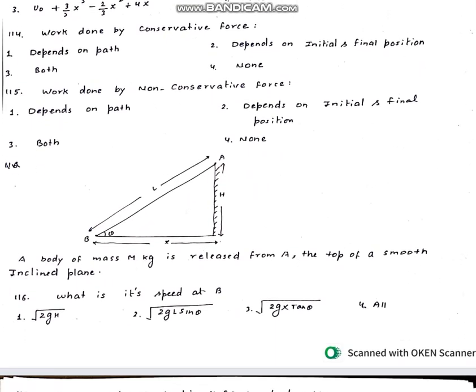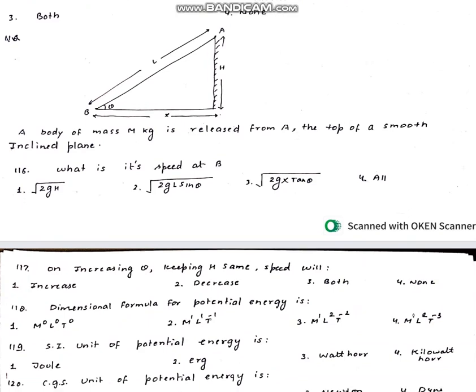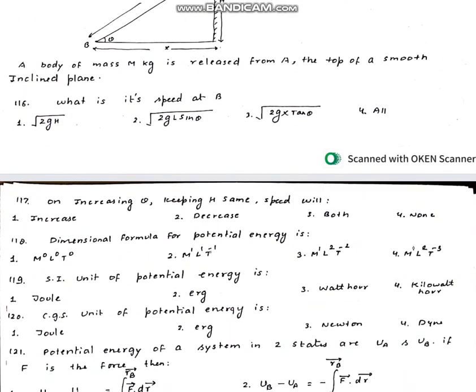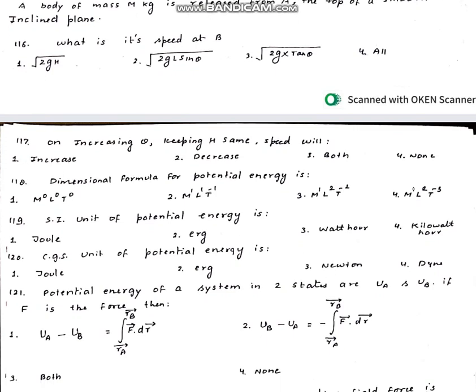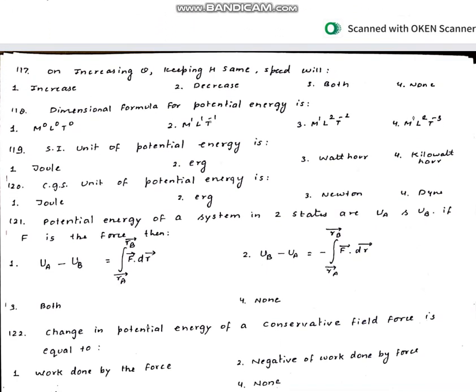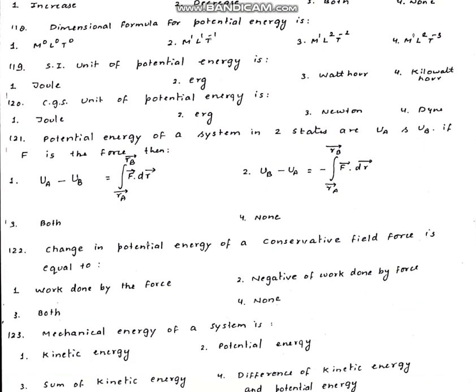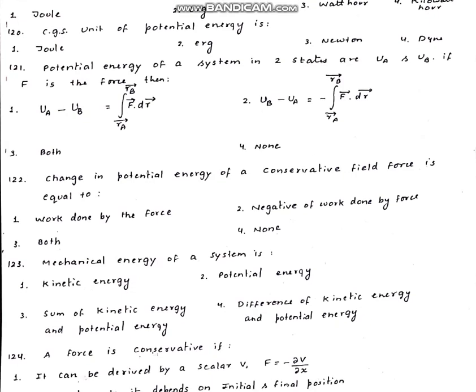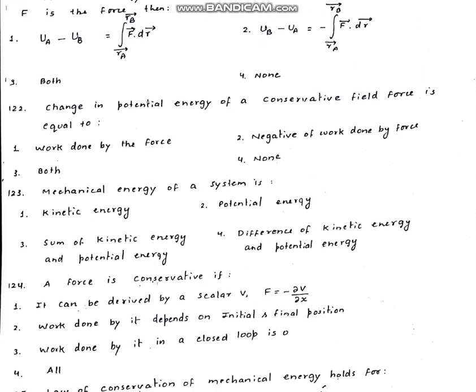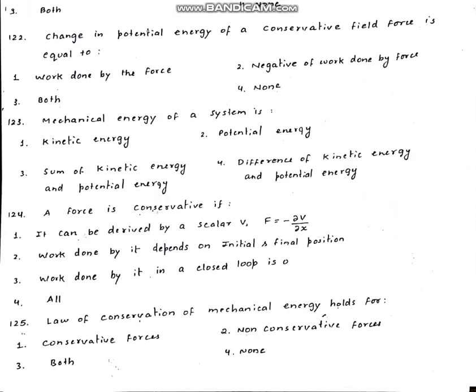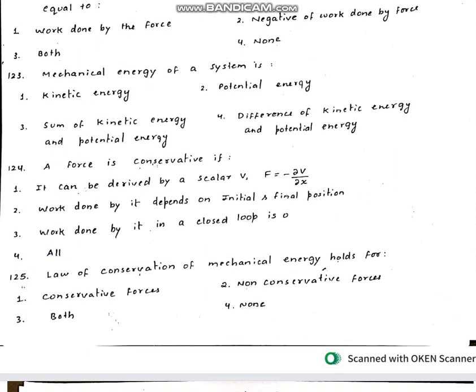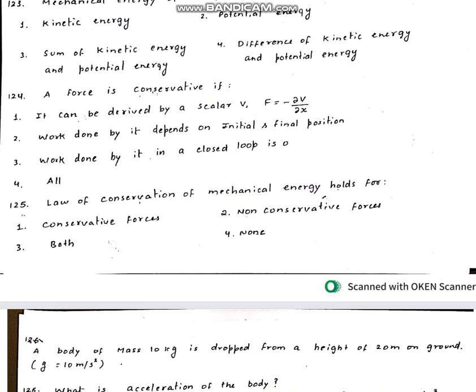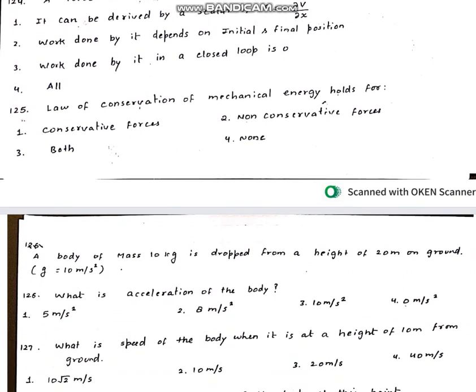Then we have a ladder based problem. Need to find the speed at A at a point B. Then we have a question based on angle and the speed. Then we have dimensional formula, SI unit, CGS unit, relation between force and potential energy, work energy theorem, mechanical energy, conservative forces, law of conservation of mechanical energy.